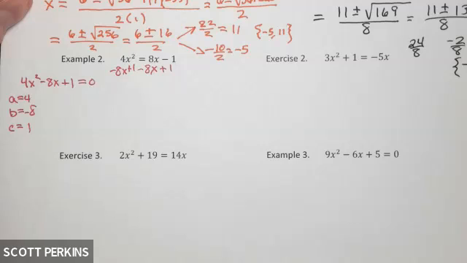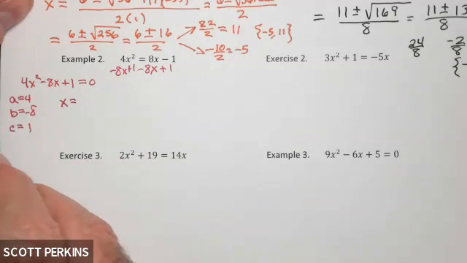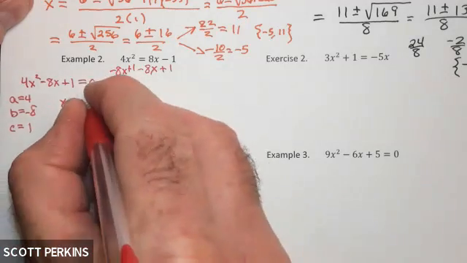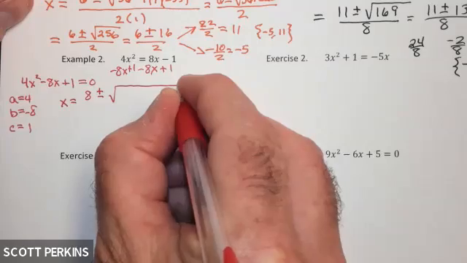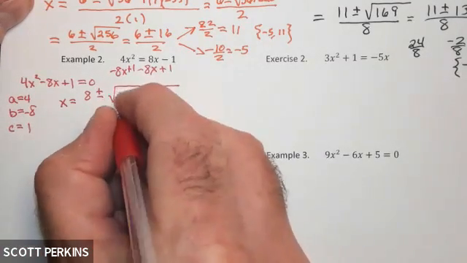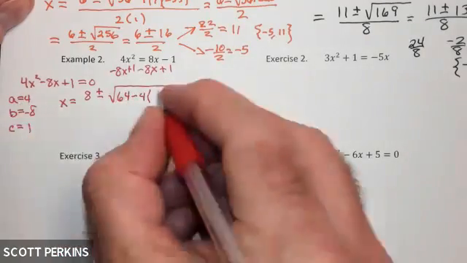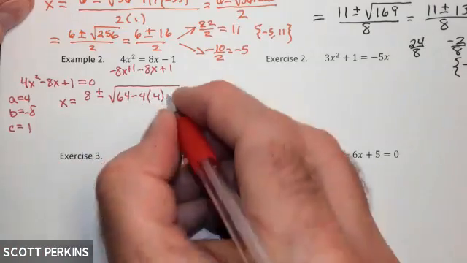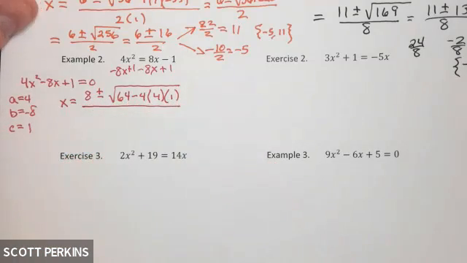And now I'm going to use the quadratic formula. So my x's, my values are negative b. So again, negative 8 is positive 8 plus or minus square root of b squared, negative 8 times negative 8 is positive 64, minus 4 times a, which is 4, times c, which is 1. All of that entire thing is the numerator.